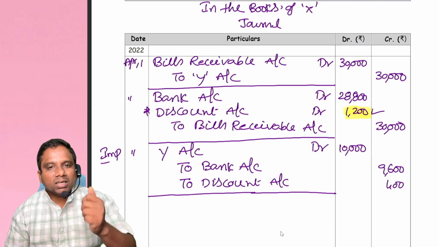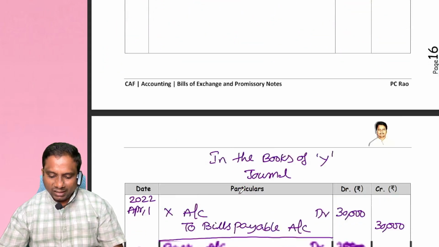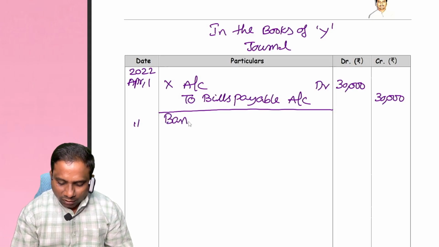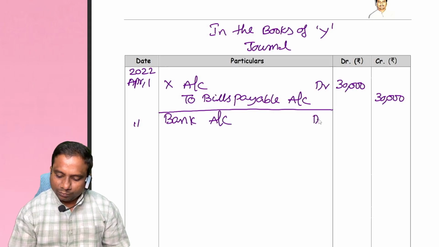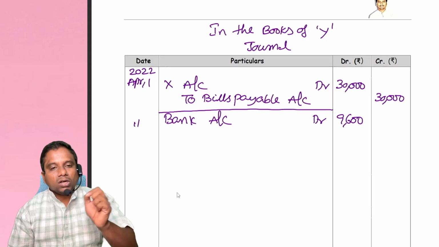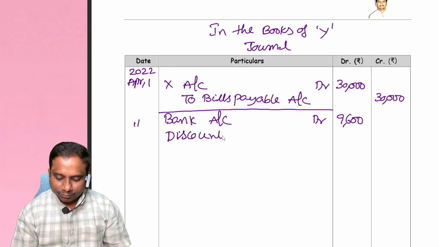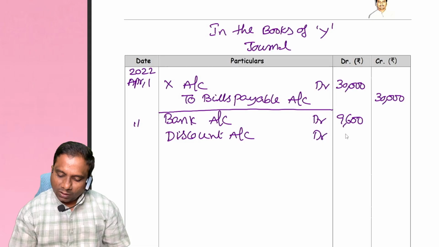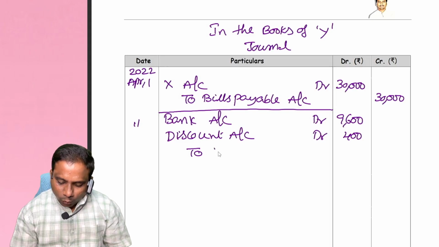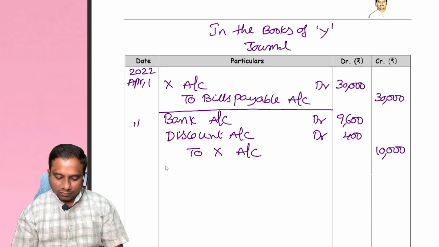Now we are sending money to Y, so Y is receiving the amount. In Y's books the entry is: bank account debit, cash or bank account debit. How much amount is he receiving? 9,600. And discount also he has to bear, so discount account debit. How much discount? 400. Who is the giver of cash? X. So total X account credit 10,000.